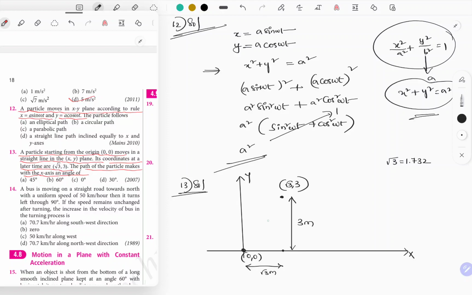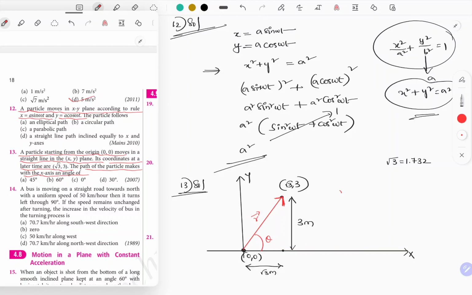What's the question they're asking? This is how to represent a position vector. A position vector is represented from the starting to the final position. So this is how a position vector is represented. Let's say this is r bar. We have to find the angle made by this position vector with respect to the x-axis.